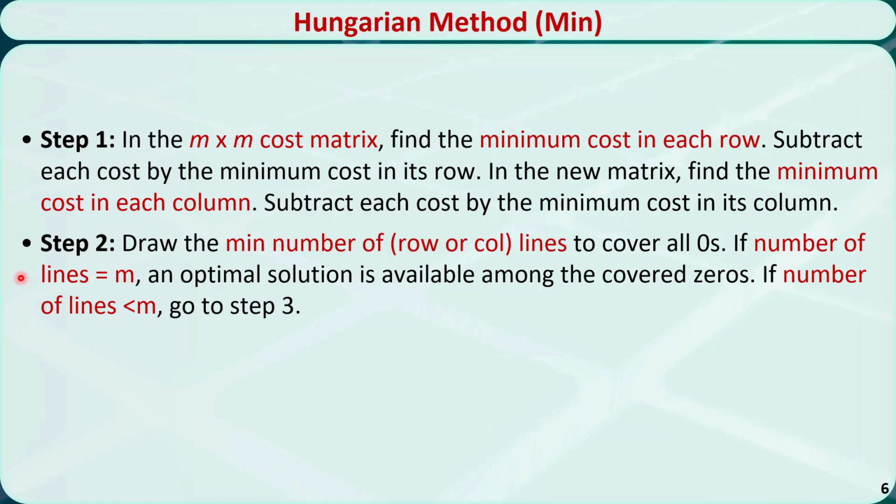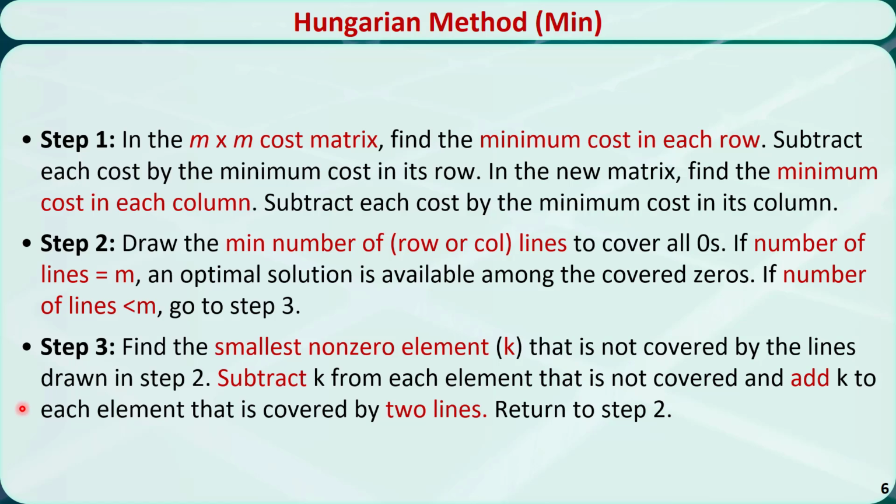Step 2. Draw the minimum number of row or column lines to cover all zeros. If the number of lines is equal to m, an optimal solution is available among the covered zeros. If the number of lines is less than m, go to step 3.